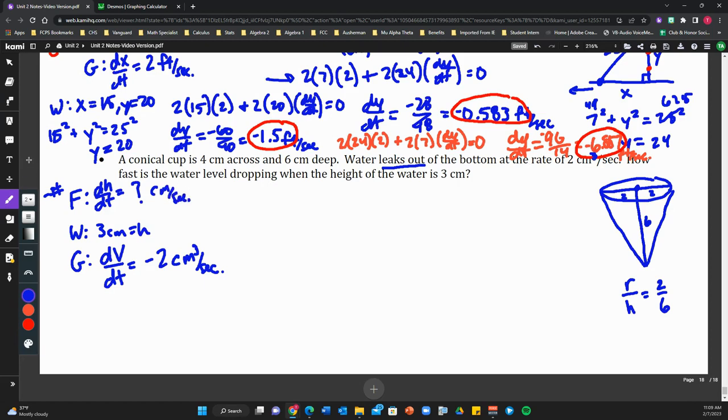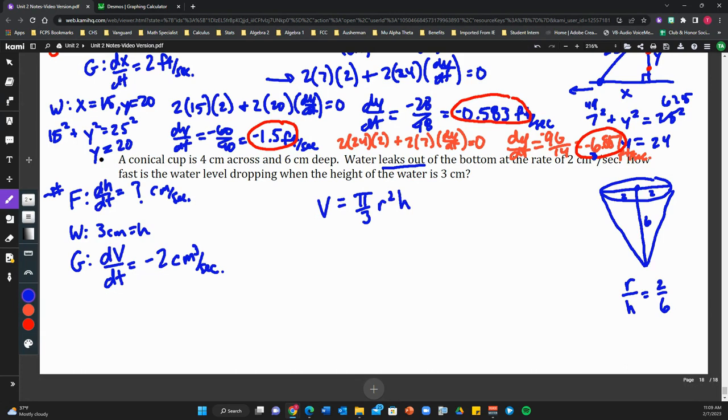So those are the units for our final answer. Then again, we need a formula that puts all of this information together. So remember that the volume formula for a cone is 1/3 of the volume of a cylinder. So that is pi over 3 times r squared h.